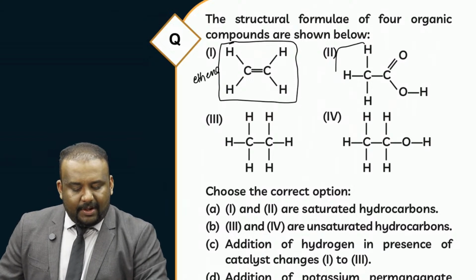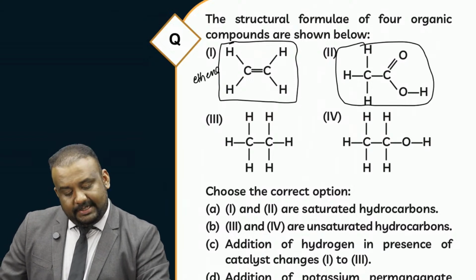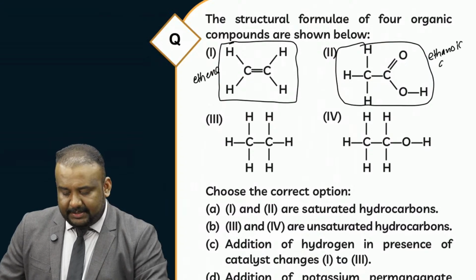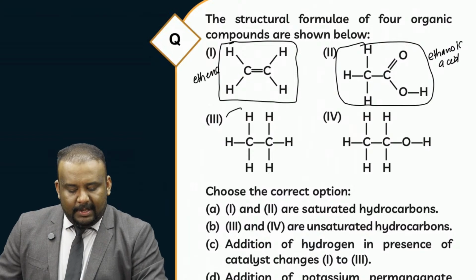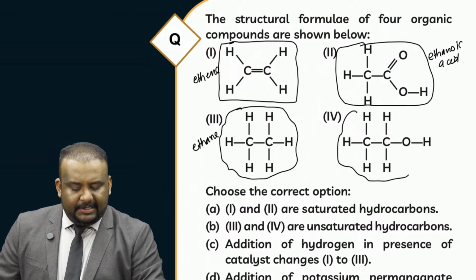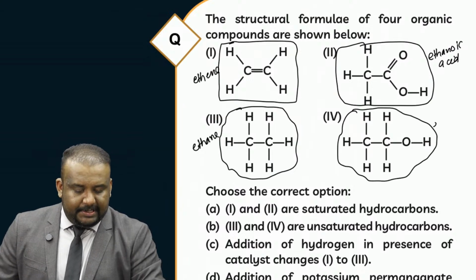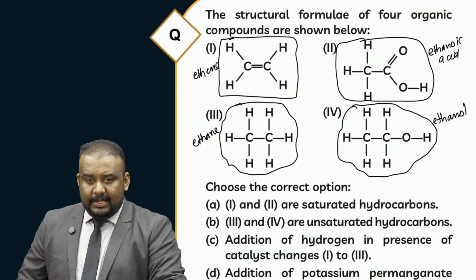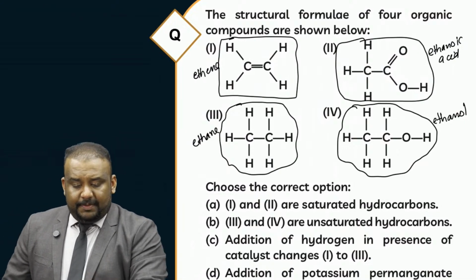Now, what is the second compound? The second compound is CH3COOH. That is ethanoic acid. Then we have CH3CH3. This is ethane. Then we have CH3CH2OH. That is ethanol. That is ethanol. Yes. So choose the correct option.